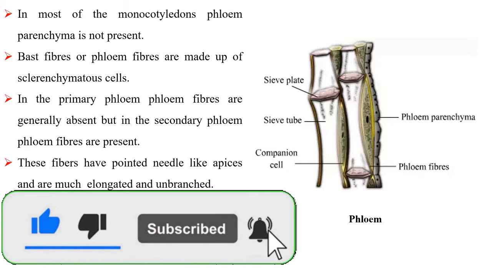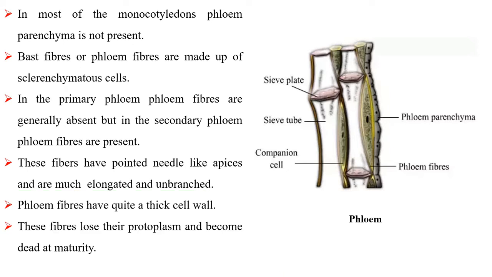Bast fibers or phloem fibers are made up of sclerenchymatous cells. In the primary phloem, phloem fibers are generally absent, but in the secondary phloem, phloem fibers are present. These fibers have pointed needle-like apices and are much elongated and unbranched. Phloem fibers have quite a thick cell wall. These fibers lose their protoplasm and become dead at maturity.